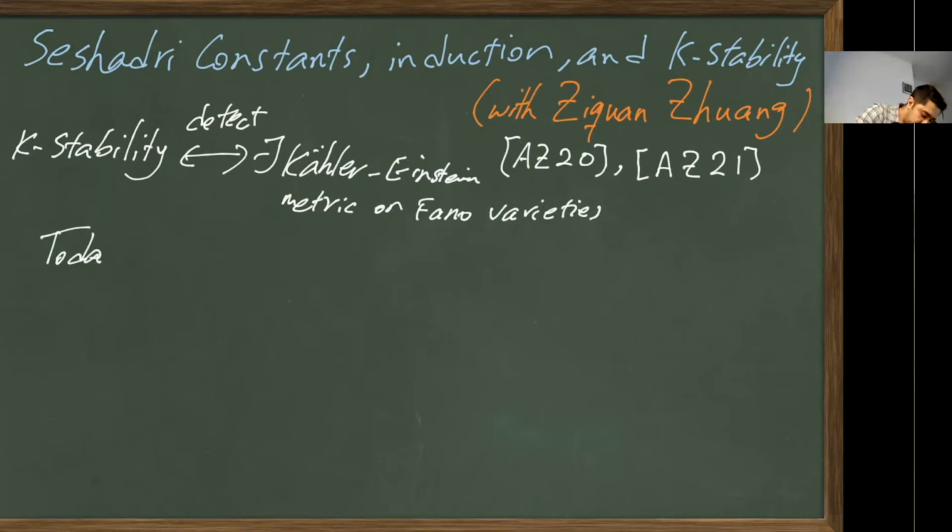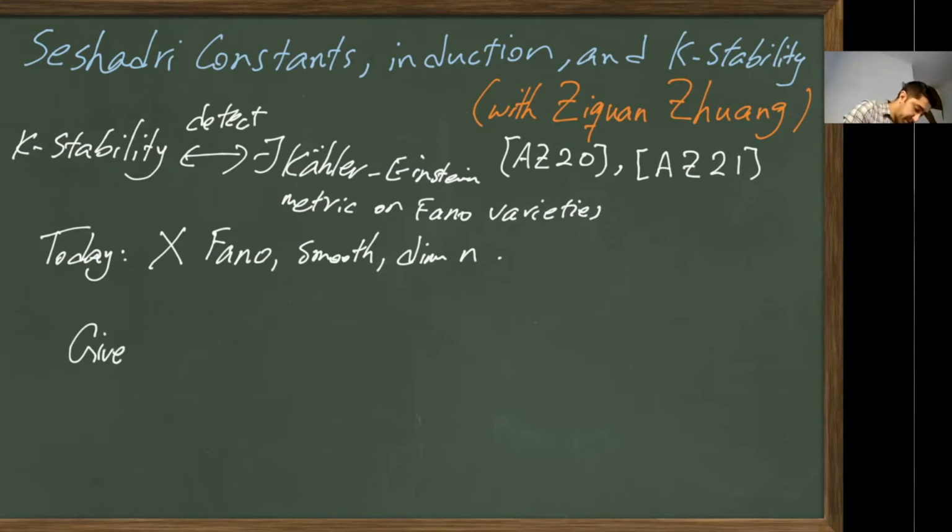So for today's talk, every time I talk about an algebraic variety X, you should safely assume this is Fano. It's smooth, and it's of dimension n. Occasionally, I change some of these, but otherwise, this is the assumption. So there will be moments where this is not a Fano, for example.